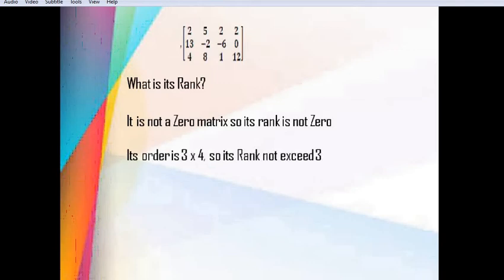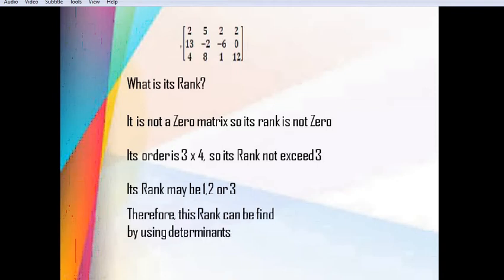Its order is 3 by 4, so its rank does not exceed 3. In 3 by 4, which one is the minimum number? 3. So its rank may be 1, 2 or 3. It can't exceed 3. Therefore, this rank can be found by using determinants. We already learned that ranks can be found by using determinants.